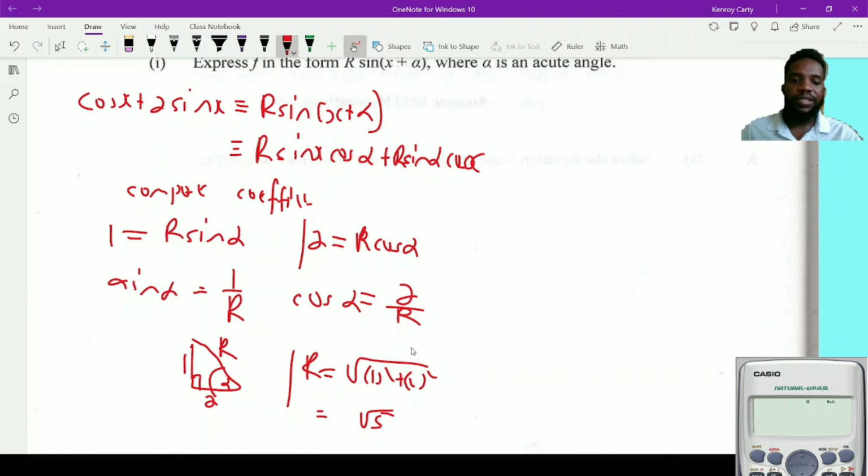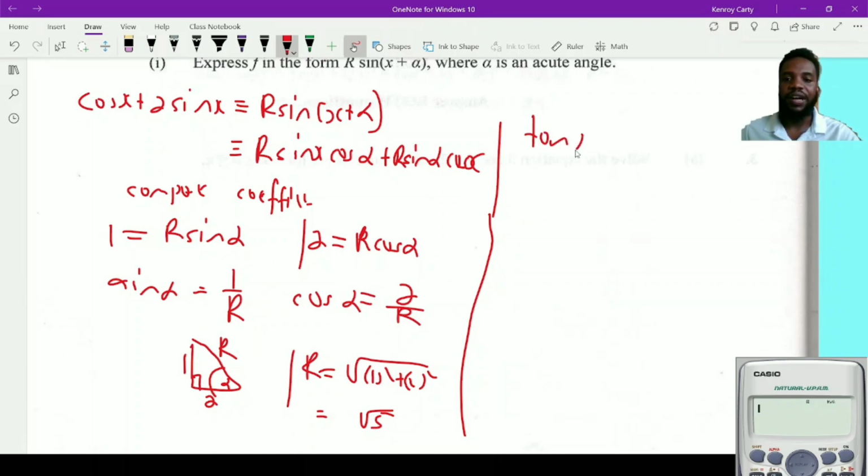Good. We also need to find the value for alpha. Okay, so let's see what happens here. Let me just go over here so we can keep it going. All right, from this triangle, we have the opposite side and we have the adjacent side, which tells me that I can talk about tan alpha, which is opposite over adjacent, 1 over 2. All right, good so far.